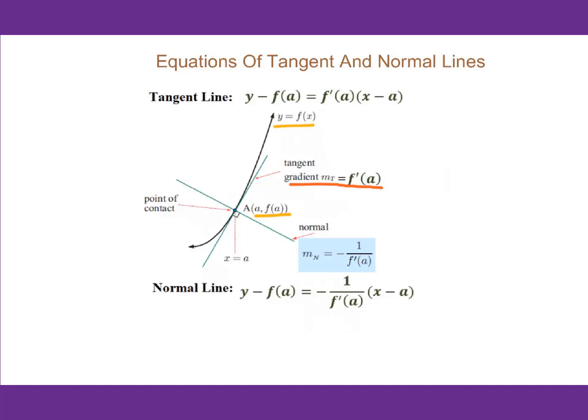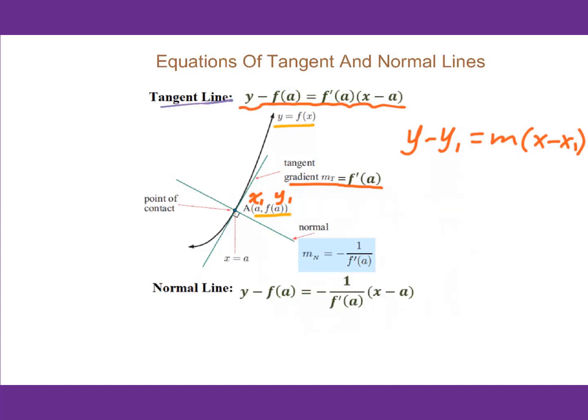Therefore, we're using the linear function called the point-slope form of a linear function, that is y minus y1 equals slope times x minus x1. We count a as x1, f of a as y1. Then we can plug in here. This will be the equation of a tangent line.